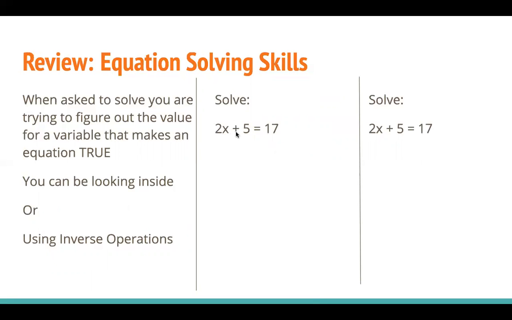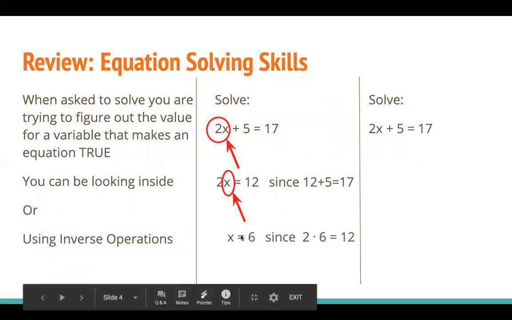So like here I have 2x plus 5 equals 17. Now if I look at this, I know that really what has to go here is 12. This 2x has to equal 12 because 12 plus 5 equals 17. Now here I know 2 times some number is equal to 12. That's what this is telling me. And I know that number has to be 6 because 2 times 6 equals 12. This is what I would call looking inside.